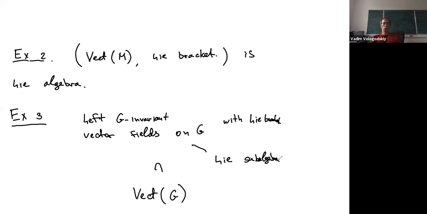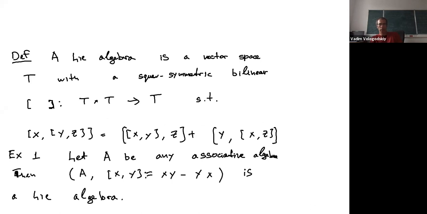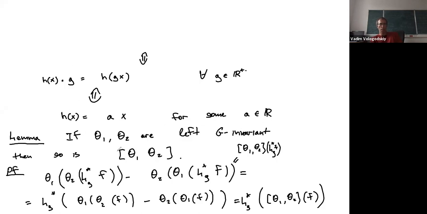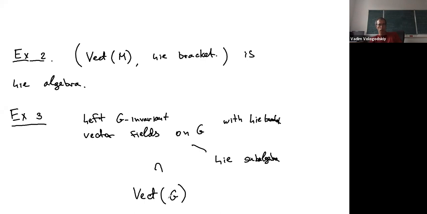Saying it's a subalgebra means that it's a subspace which is preserved under the bracket, and it's indeed preserved according to this lemma. The assertion of this lemma is that the commutator here restricts to a commutator on G invariant vector fields. Okay, so that's the most important example for us, and this is called the Lie algebra of a Lie group.